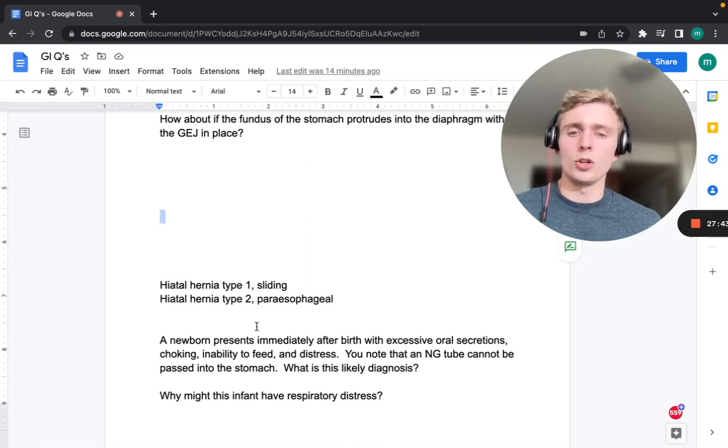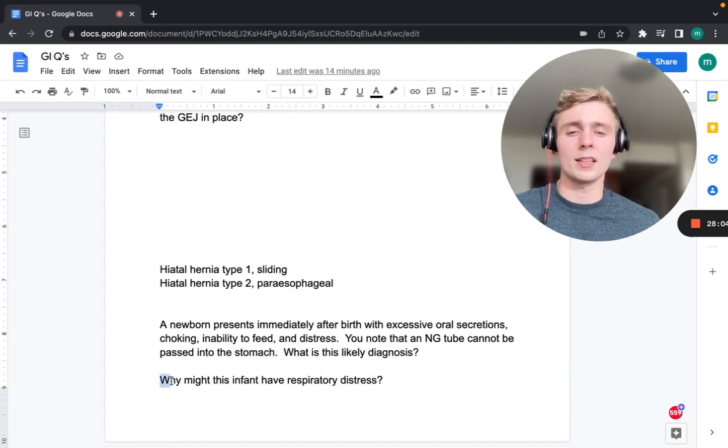Next one, a newborn presents immediately after birth with excessive oral secretions. Immediately after birth. There's also choking, inability to feed, and distress. You note that an NG tube cannot be passed into the stomach. What is the likely diagnosis? What gives it away is that an NG tube cannot be passed into the stomach. What is this in a newborn? What might this infant have? Why might this infant have respiratory distress? Important thing to know.